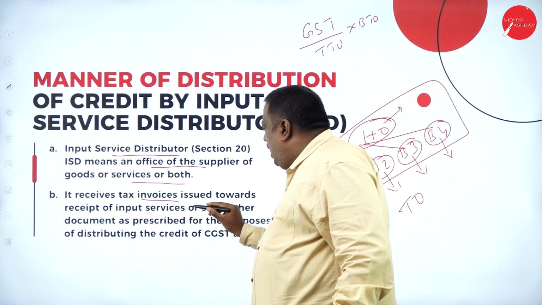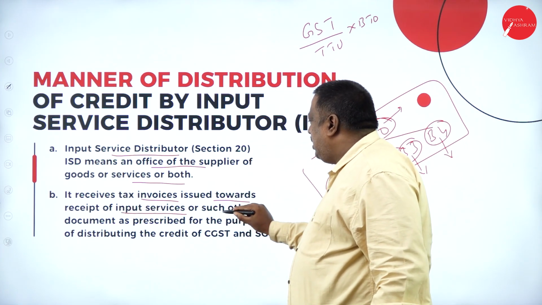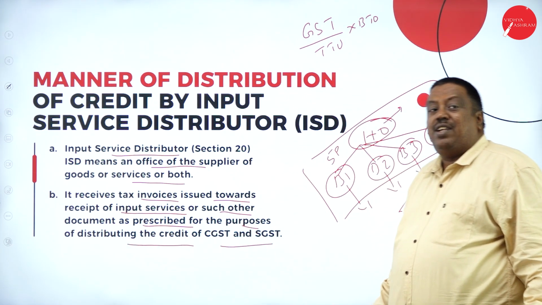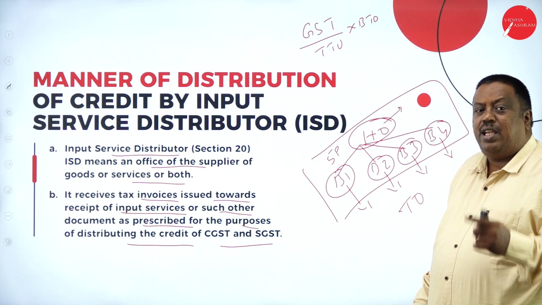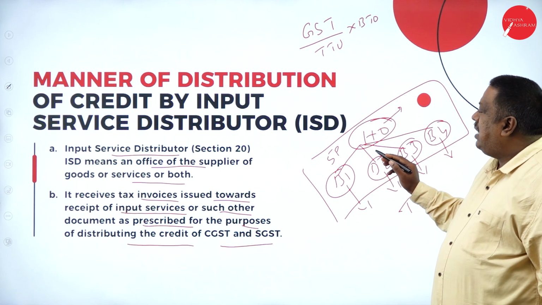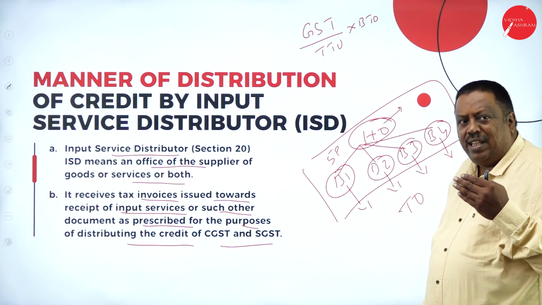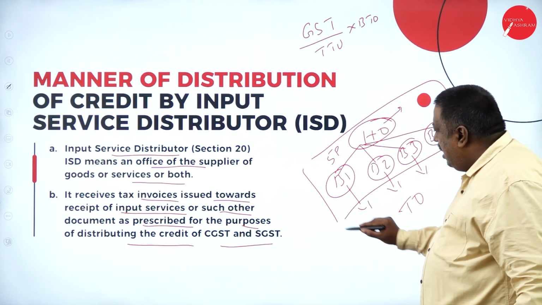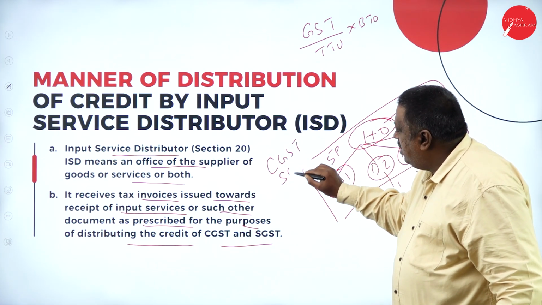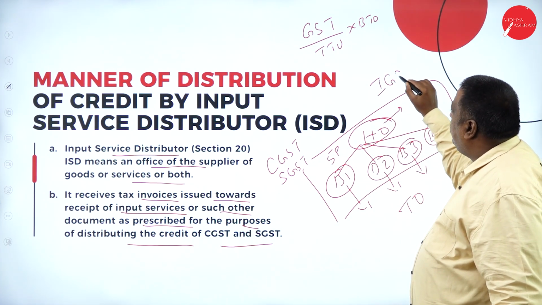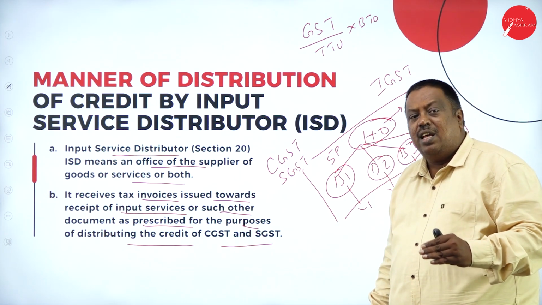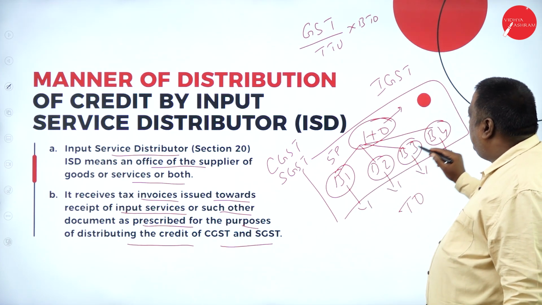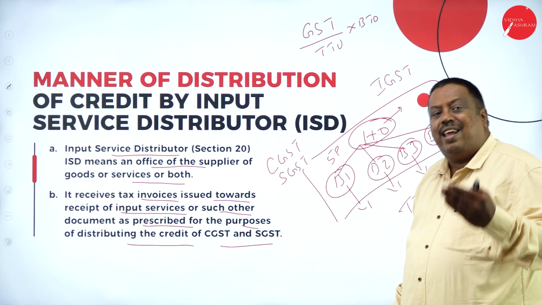It receives the tax invoice issued towards receipt of input services, or such other document as prescribed, for the purpose of distributing the credit of CGST and SGST. If tax invoices are received in such a way, that should be used at the time of distributing taxes to certain branches, whether it is an intra-transaction or inter-transaction. If it is intra, then it will be CGST and SGST. If it is inter, then it will be IGST. So based on whether it is an intra or inter transaction and the documents available, it is going to distribute the GST to all its branches, including the head office. Based on that, it can claim the ITC.